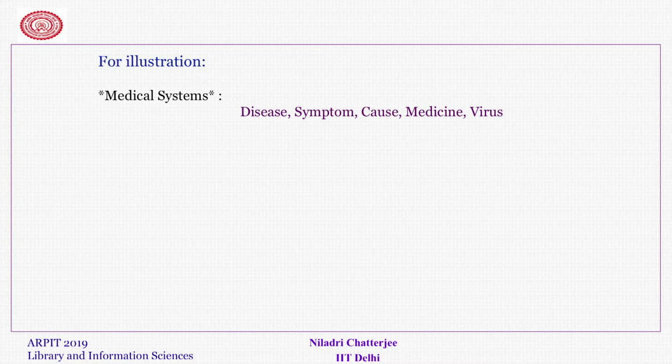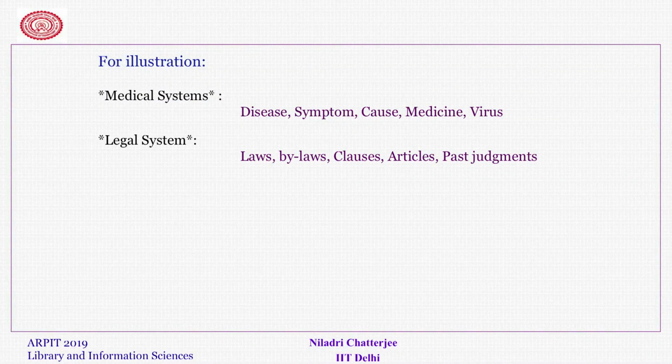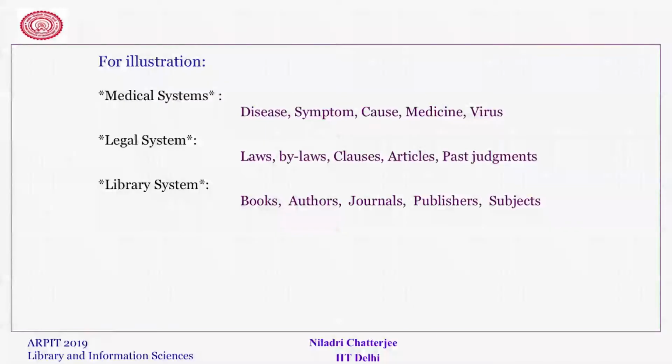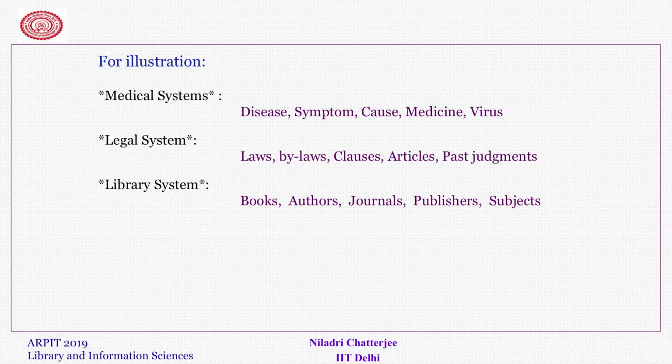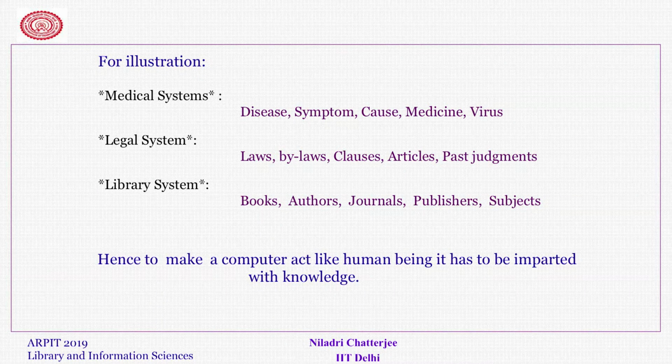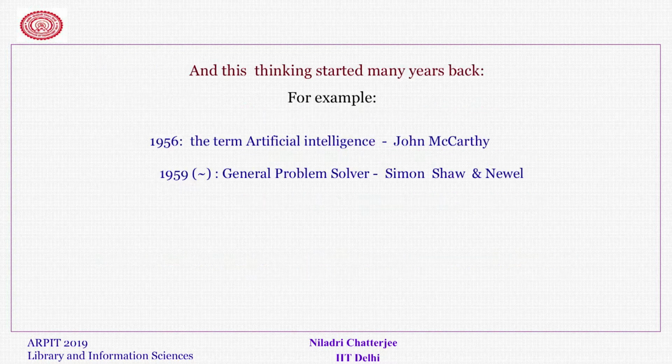For example, you cannot think of a medical system without the knowledge of diseases, their symptoms, their causes, the medicines that are appropriate for them, the virus that causes that disease, etc. In a similar way, if you are designing a legal system, you need to incorporate the knowledge of the laws, the bylaws, different clauses, different past judgments, etc. Similarly, in a library system, you may need to store the knowledge about the books, their publishers, their authors, different journals, their subjects. All this knowledge needs to be incorporated into the system so that it can function up to expectations. And this thinking started, as I said, more than 60 years back.